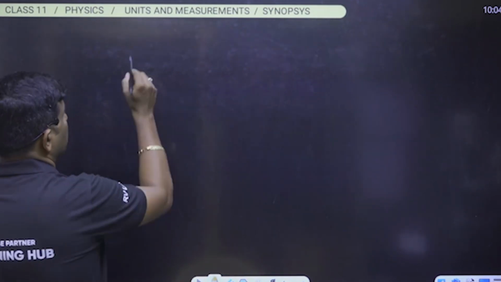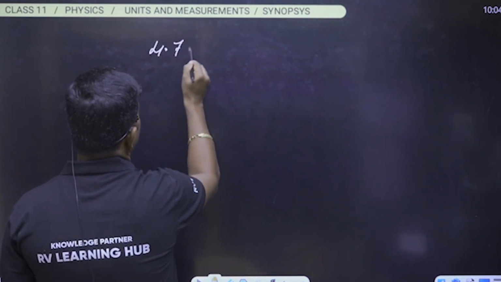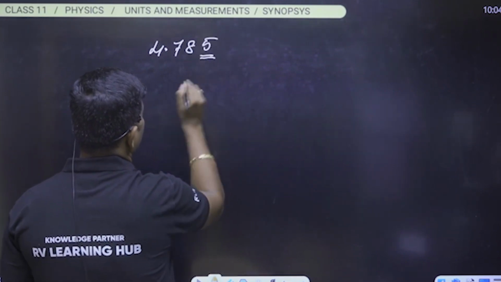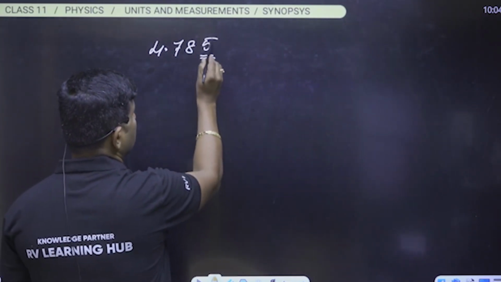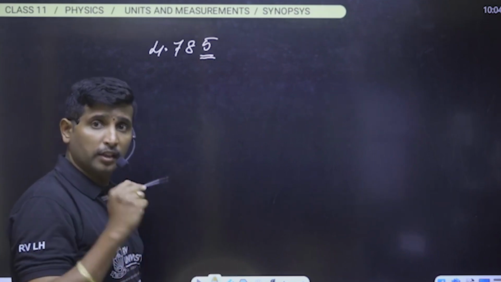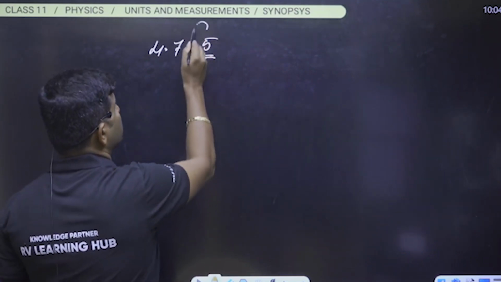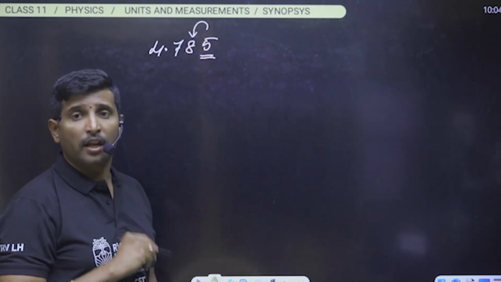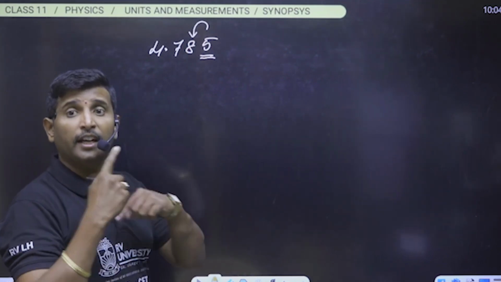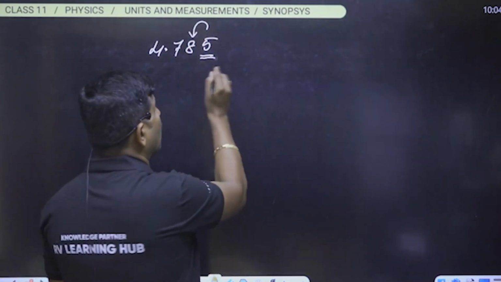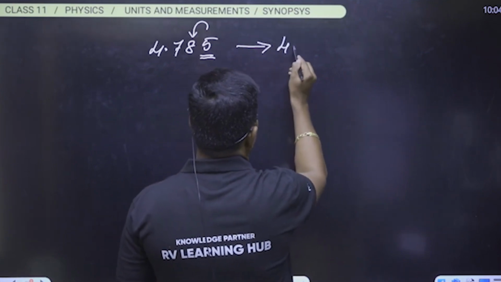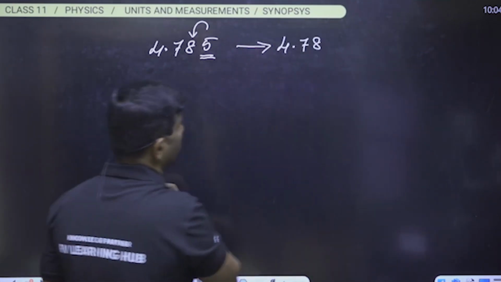Similarly, if the number to be dropped is exactly equal to 5, I will explain one more example here. See here, 4.785. The number to be dropped is exactly equal to 5. Then we have to observe its preceding digit. If the preceding digit is even, then drop this number simply. Then we can write the final answer as 4.78.